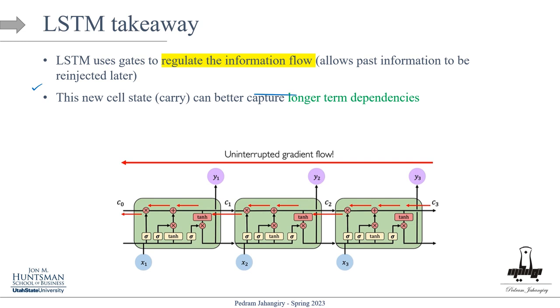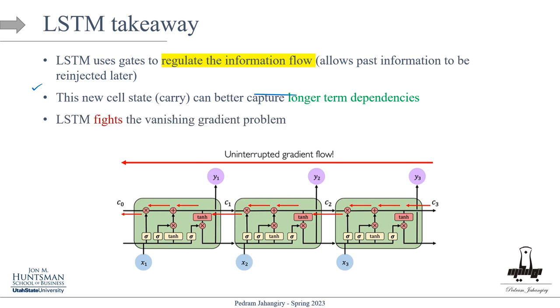And by longer term dependencies, we don't mean thousands of time steps, right? So maybe LSTM can handle 100 time steps or, I don't know, 200 at most, but beyond that, it's going to have problems. So we have to change the architecture. That's why in the next module, we're going to talk about, for example, transformer architecture, which is going to handle these long-term dependencies better than LSTM.